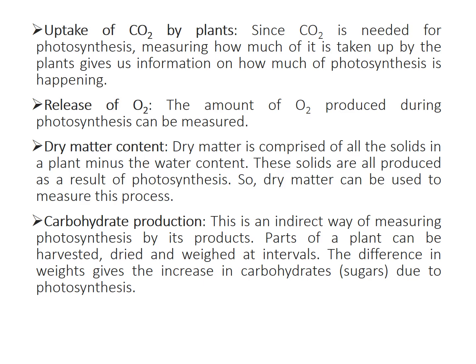And the last one is carbohydrate production. As we know, during photosynthesis, carbohydrates are formed. So if we check the production of carbohydrate, we can estimate the rate of photosynthesis in a plant. This is an indirect way of measuring photosynthesis by its product. Parts of the plant can be harvested, dried and weighed at intervals, and the difference in weights gives the increase in the carbohydrates, meaning sugar, due to photosynthesis.